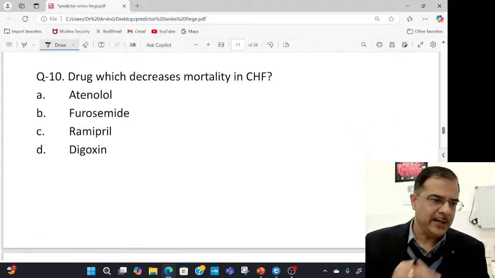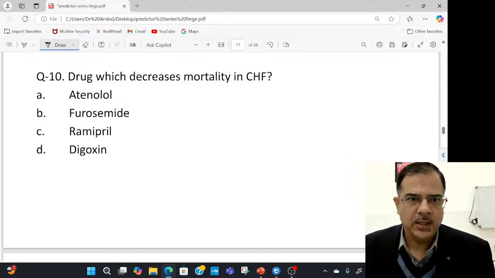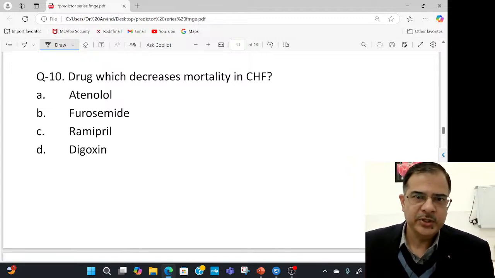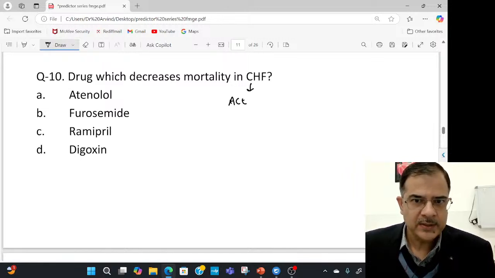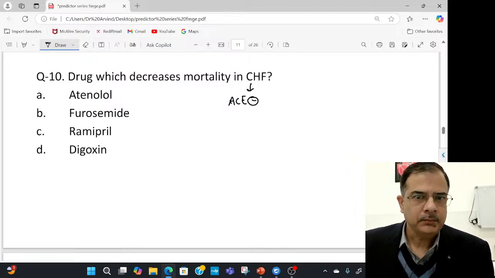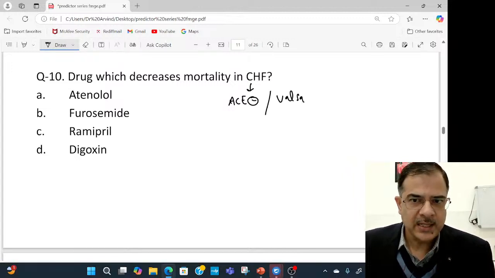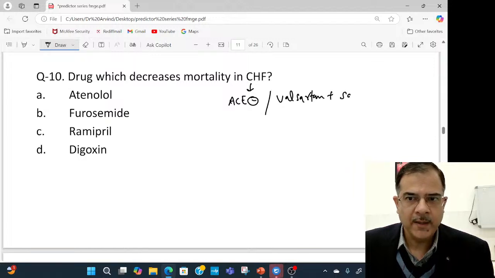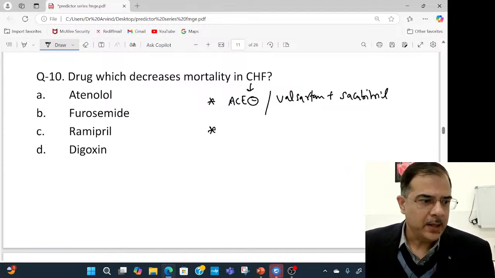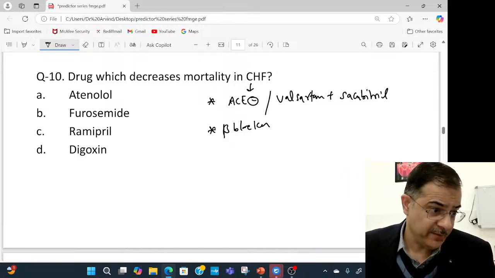Now coming to question number 10. Question number 10 is on the drugs which decrease the mortality in CHF patients. The drugs which decrease the mortality in CHF patients are ACE inhibitors, or a combination of valsartan plus sacubitril, and beta blockers. Okay, I'm getting the answer as option A. Some are giving me C, some are giving B.